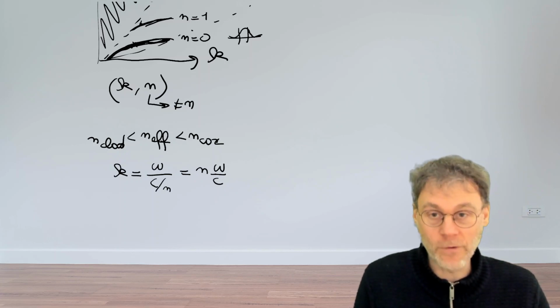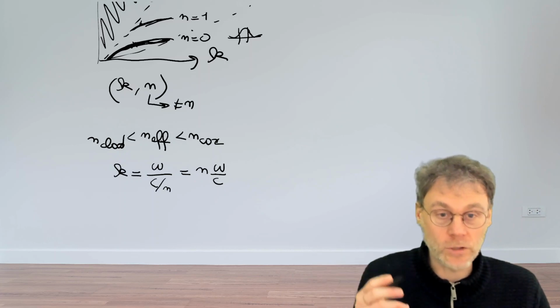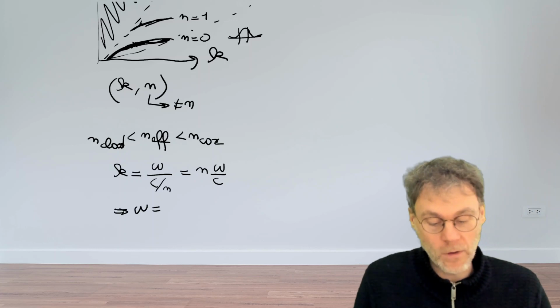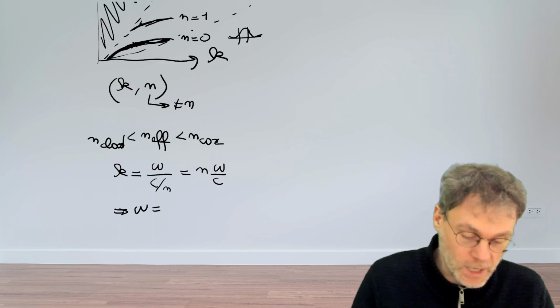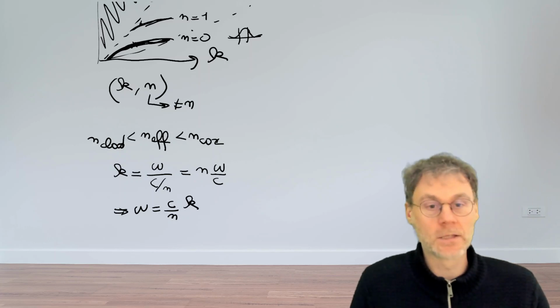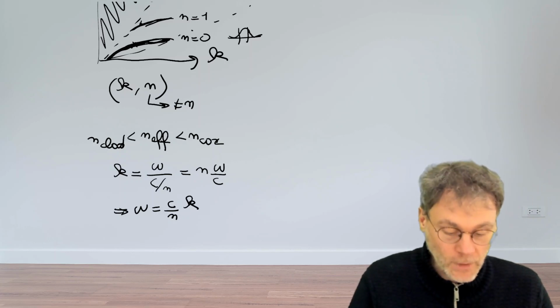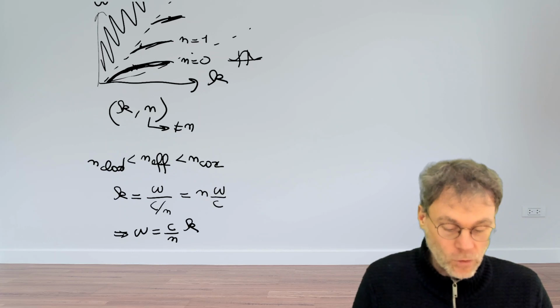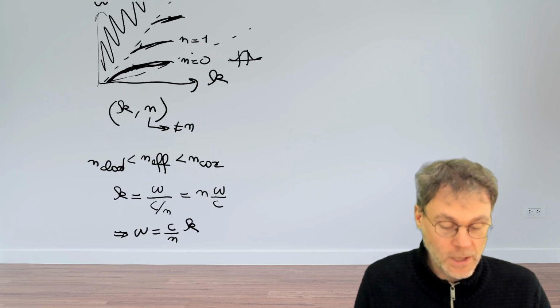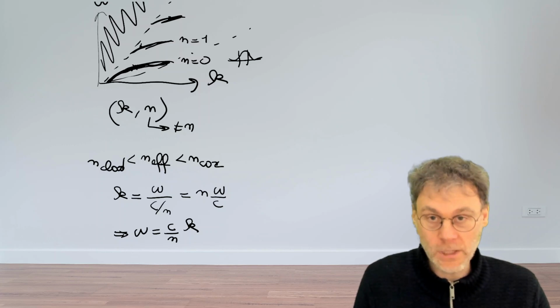Now to plot this type of relationship in our omega versus k diagram, we need to write this as follows. Writing omega as a function of k, we get omega = (c / n) k. So let's plot, for example, all the different solutions that you can have in uniform cladding material and in uniform core material.